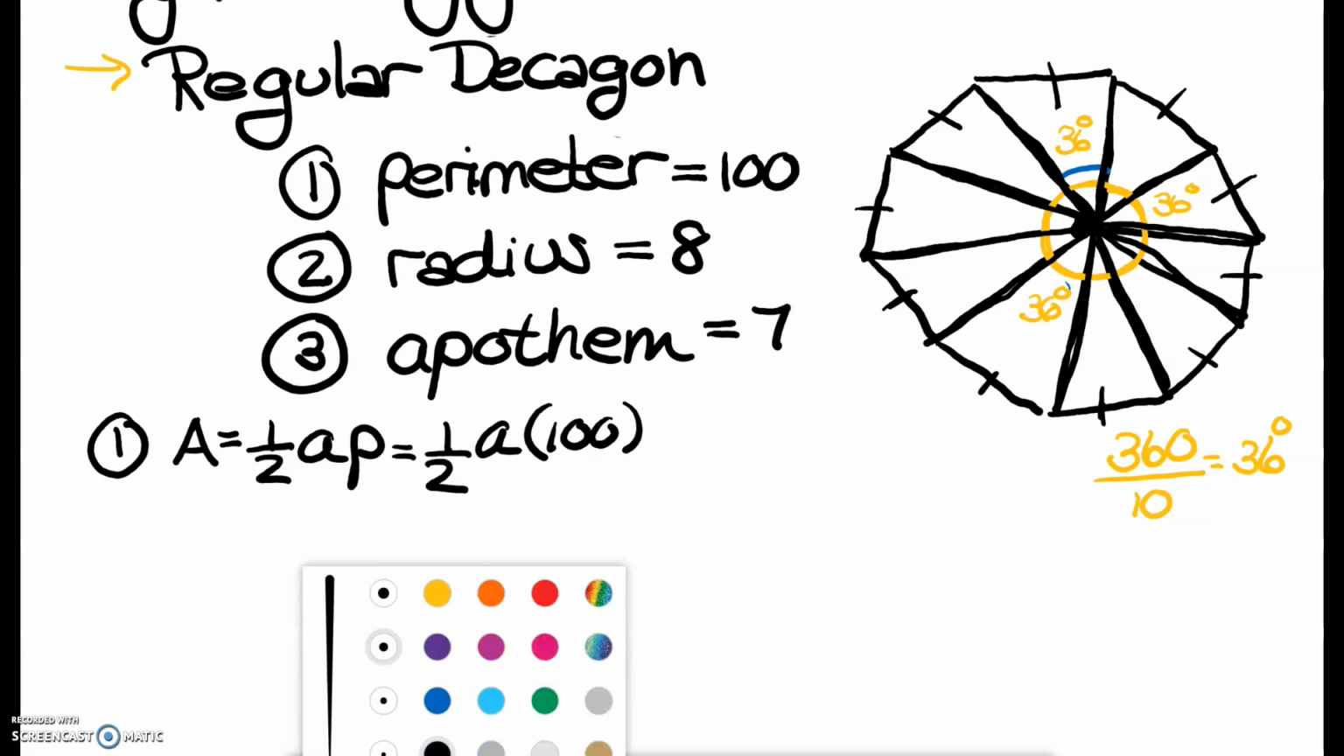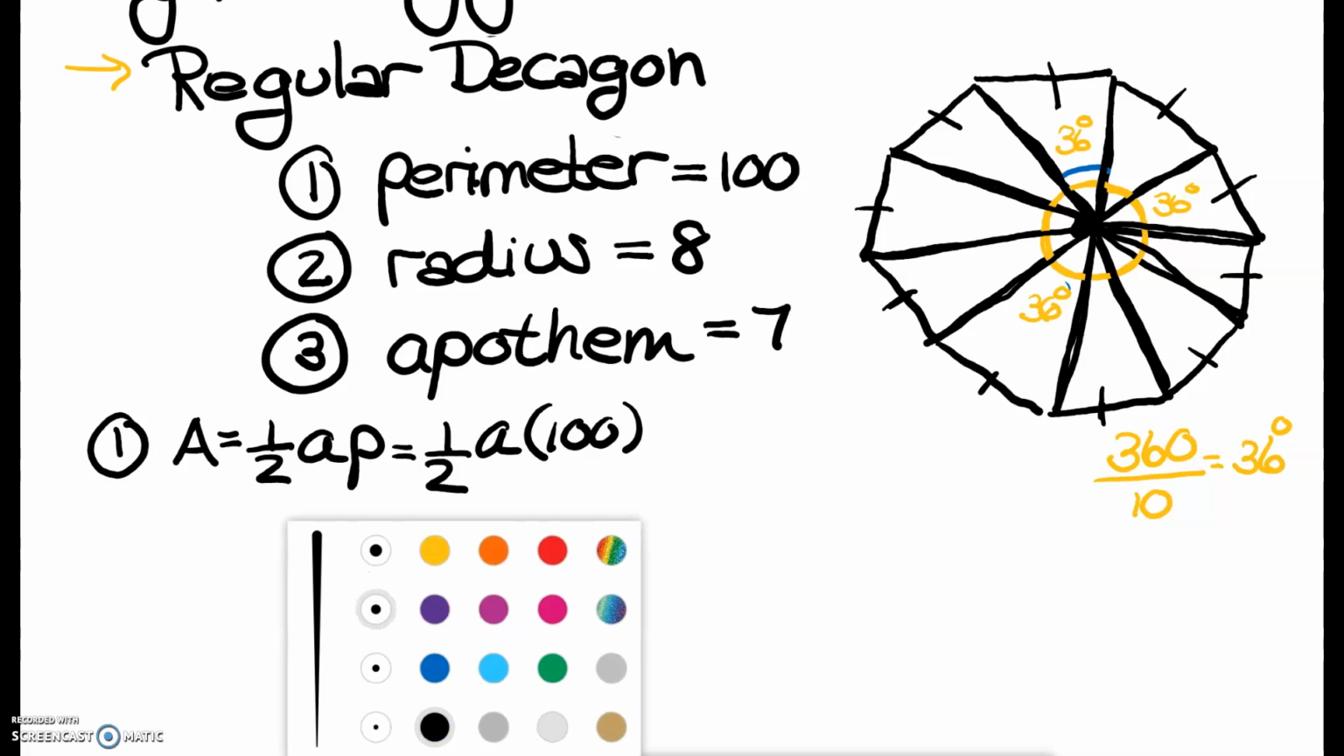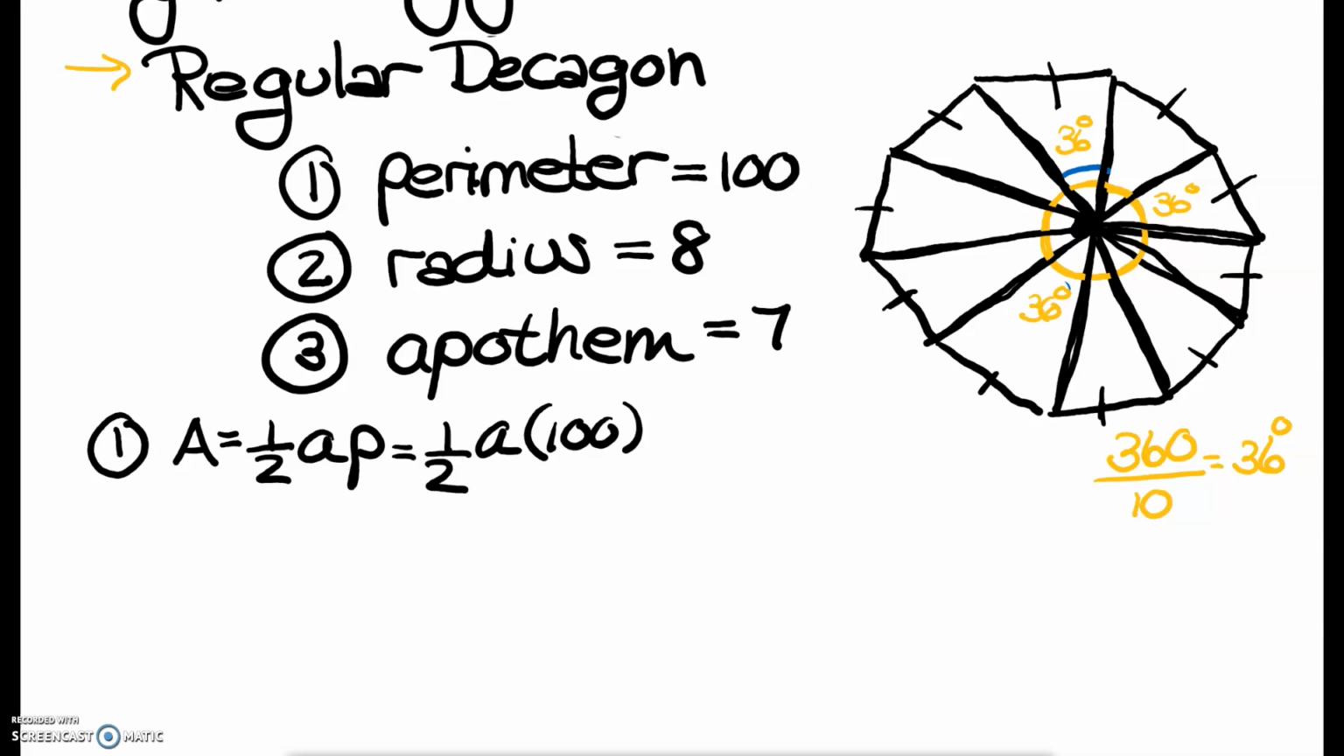Well, the apothem is a line that's drawn from the center to the midpoint of a side, and it splits this triangle in half. So I'm going to draw one of those triangles, and I'm going to draw the apothem in because it happens to be the altitude of our triangle. And because our radii are congruent in a regular polygon, I have an isosceles triangle, and that altitude splits the base in half.